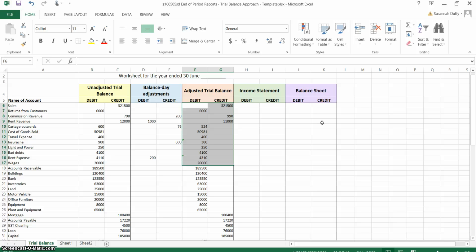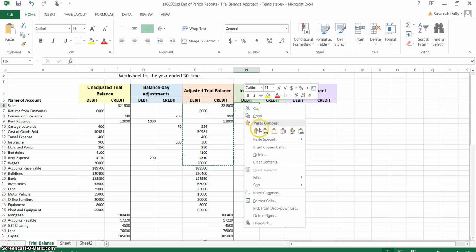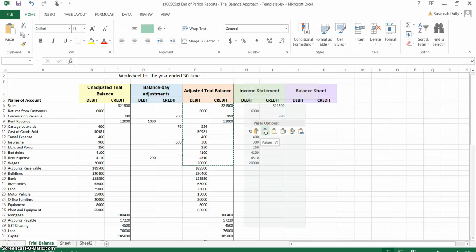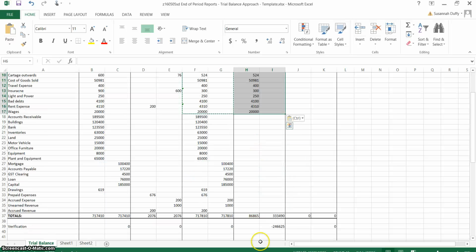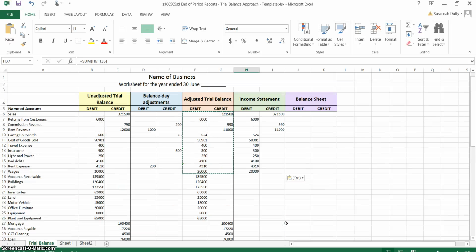So we know an income statement is revenues minus expenses. If I just Control C that, copy those, and then right click to paste them, and I just paste the figures, the values, because if I paste normal, it's going to stuff up the numbers because they're formulas. So I do the values, put those in. If I scroll down the bottom, it's not matching. Why is it not matching? Because revenues are higher than expenses. So this figure is actually representing our profit.